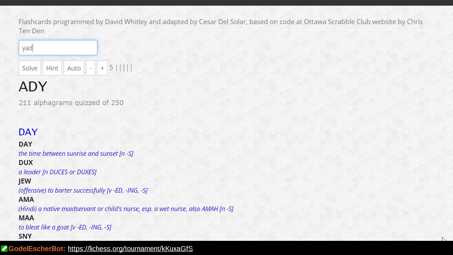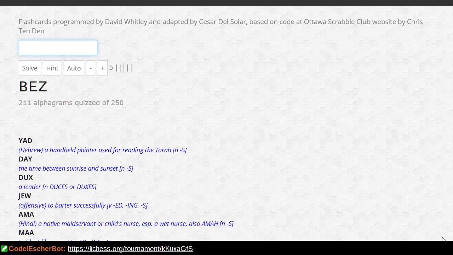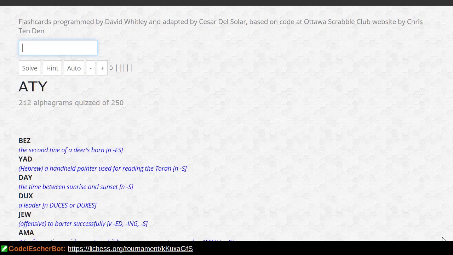So, yad. A handheld pointer used for reading the Torah. That's cool. It makes sense they'd invent something like that. That's cool. Is that a word? BEZ. The second tine of a deer's horn is the best. Okay. That's interesting.